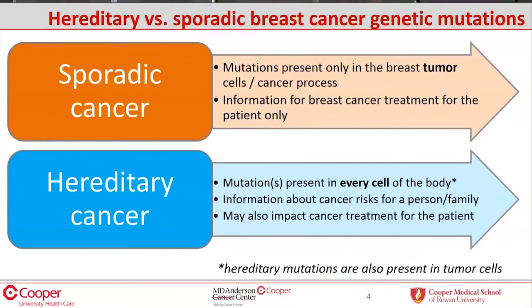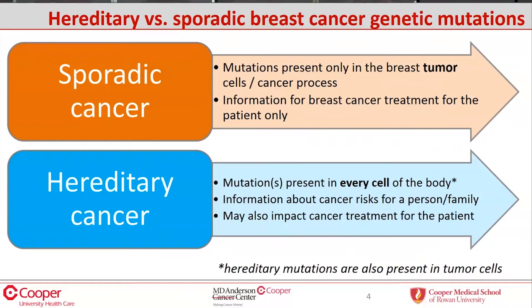As opposed to that, with hereditary cancer, that would be where there would be a genetic mutation, a particular one, present in every cell of the body, skin cells, blood cells, brain cells, everywhere, including the eggs or sperm that we have that we can then use to pass something on to the next generation. I'll also note that because hereditary mutations are present in every cell of the body, technically they're also present in the tumor cells. But if there is an inherited mutation in a tumor cell, it's not like it raises its hand and says, hey, I'm the hereditary one.